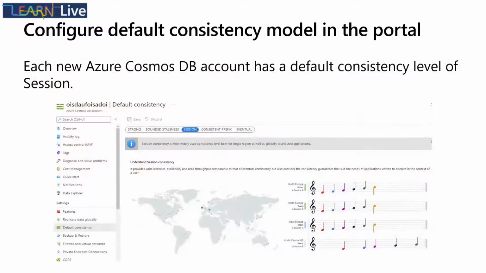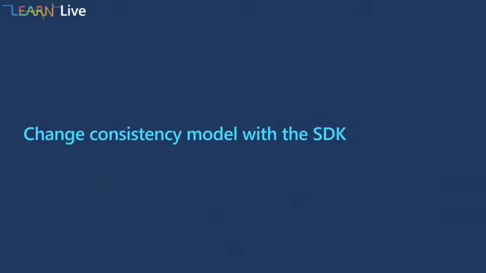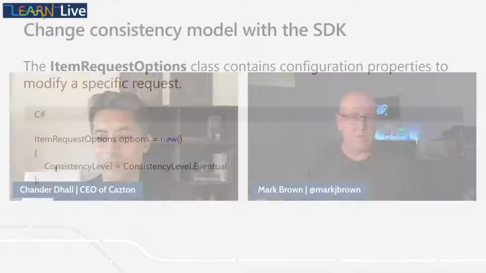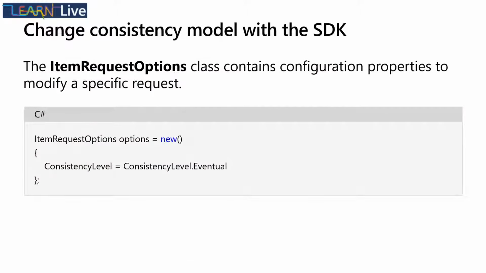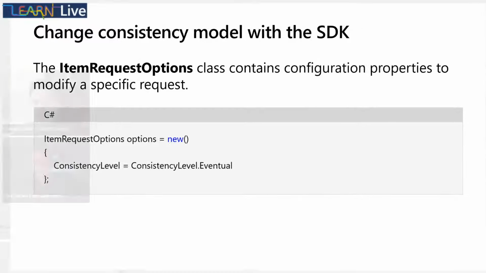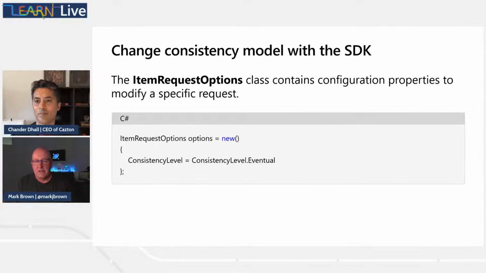Okay, let's keep trucking along here. Next we're going to talk about how to change the consistency model with the SDK. I've got lots to say about this, but first I want to show you the way you change it. There are a couple of different places you can change this. You can change it on a per request basis. You can also change it for the entire session.